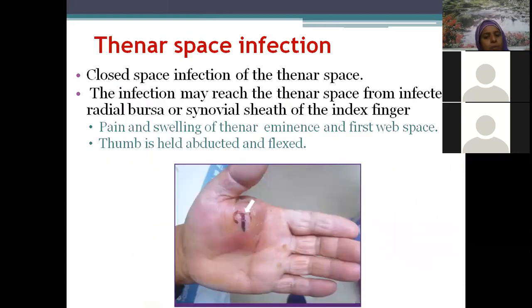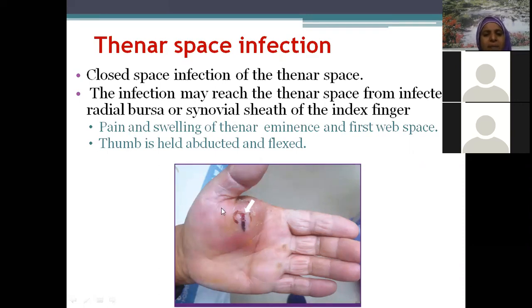Now see here, if the infection was in the middle, you call it mid-palmar space infection. Now this is the thumb, the thenar eminence. If you find infection here, you call it thenar space infection. This is also a closed space infection. Towards the thumb we have the lateral side. I will show you in the following slides the radial bursa and ulnar bursa also. If there is any infection in the radial bursa, usually that infection will spread into the palm and go as thenar space infection.